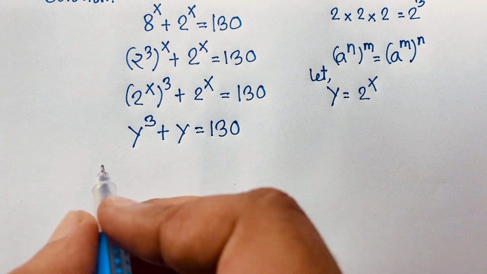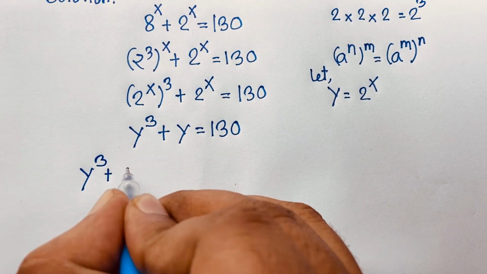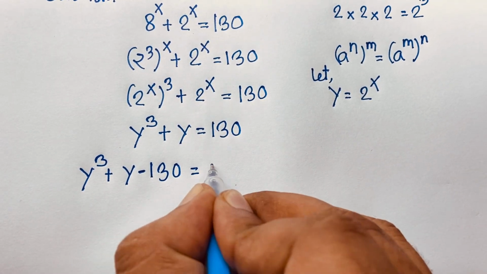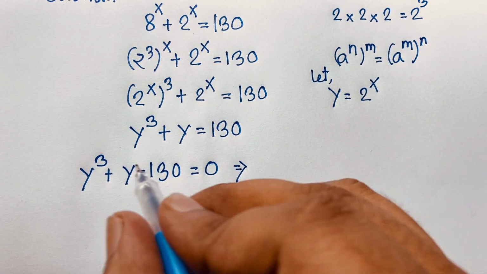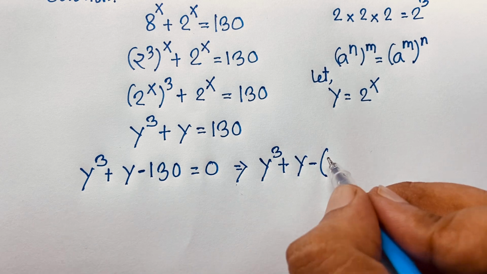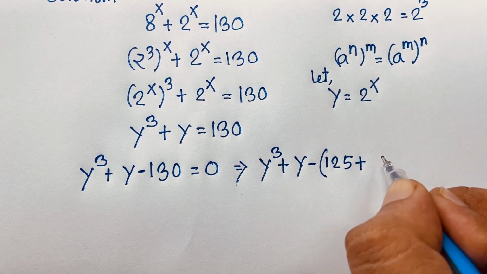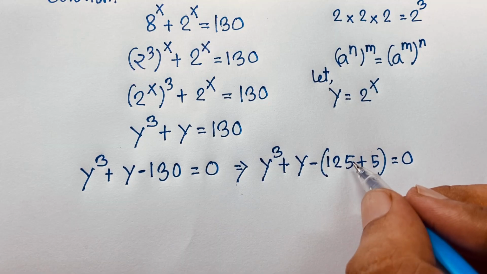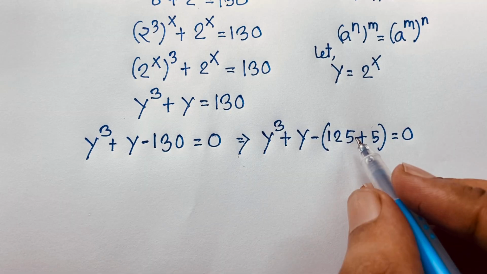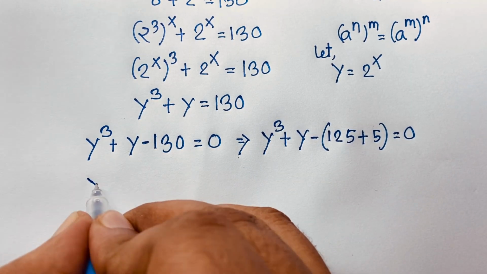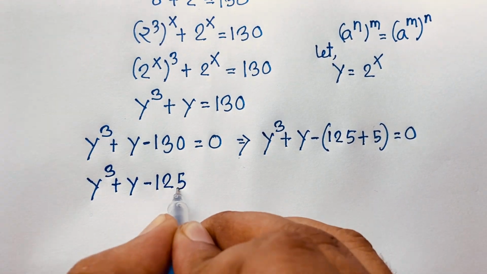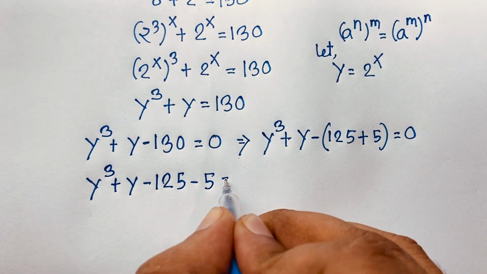This expression will be y to the power 3 plus y, and if I move this 130 to this side, it will be negative 130 is equal to 0. Now you can see here y to the power 3 plus y minus 130, it will be 125 plus 5 is equal to 0. 125 plus 5 will be 130. Then you can see this 125 will be 5 to the power 3. So this expression will be y to the power 3, then here plus y minus 125 plus minus, it will be minus 5 is equal to 0.